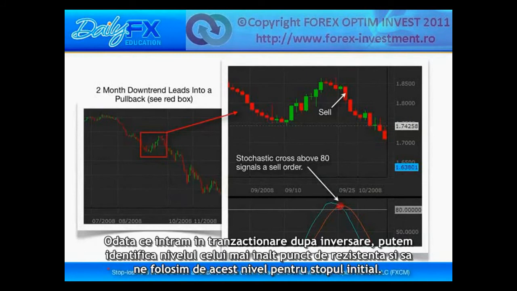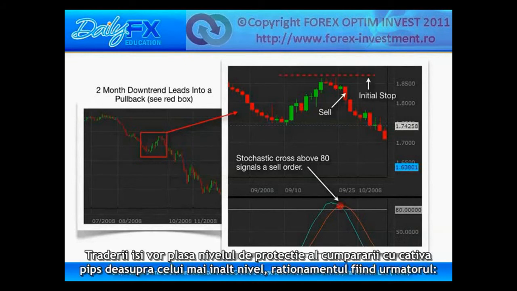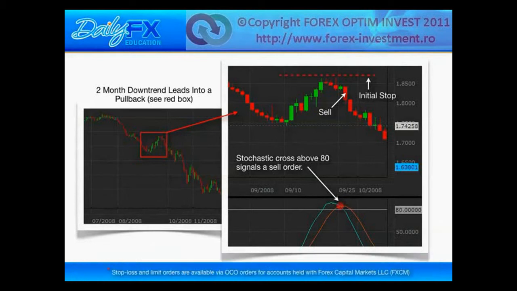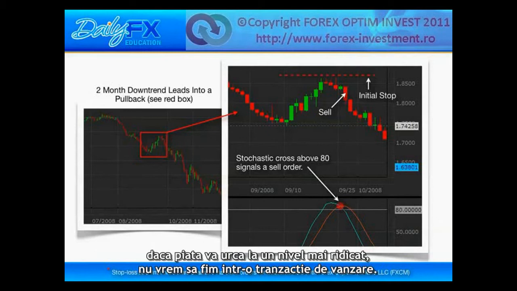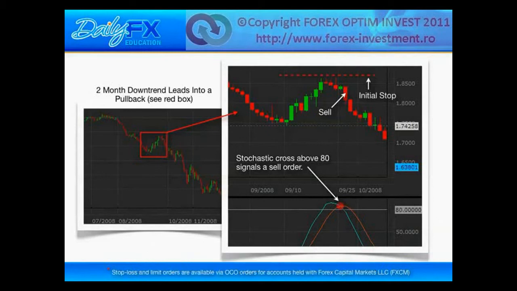Since we're entering the trade after the reversal, we can identify the high as resistance and use that level for our initial stop. Traders will place their protective buy stop a few pips above the high, with the thought process being that if the market moves up to a new high, we don't want to be in a sell trade.